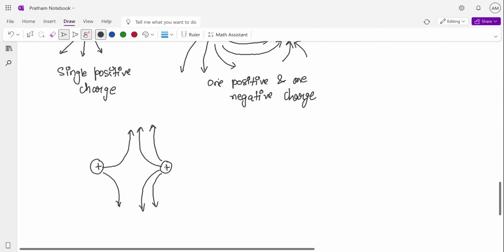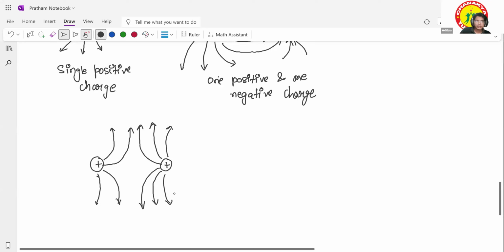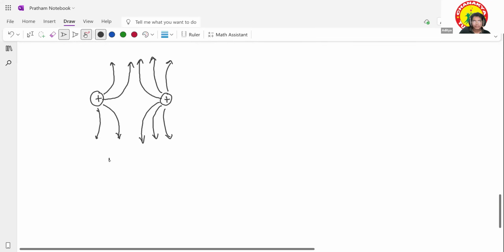You don't need to draw the whole thing I have drawn in my notebook. Okay, you have drawn it in the notebook, right? That's fine. Both positive.